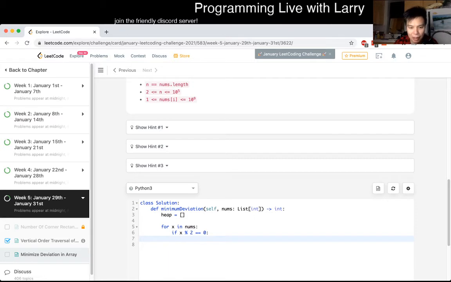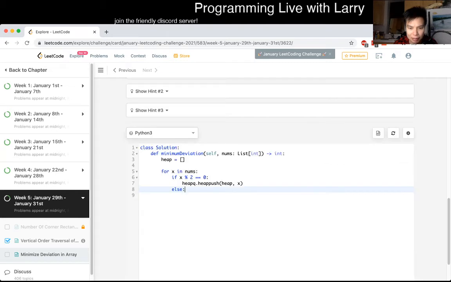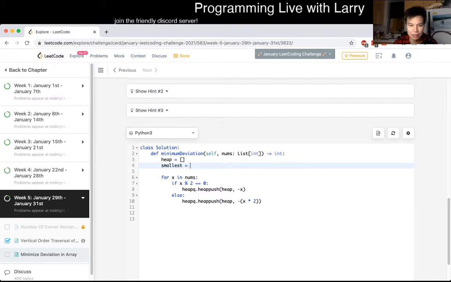So then we do a push. Else, actually, we also want the max number every time. So let's just convert it to a max heap, because in Python it's a min heap. That's why I'm doing it like this. Otherwise, we push. As we said, we multiply by 2 so that it is now an even number. So now all the numbers are even in the heap, right? And then we also want to keep track of the smallest number, which comes in handy, I suppose. Let's make it really big.